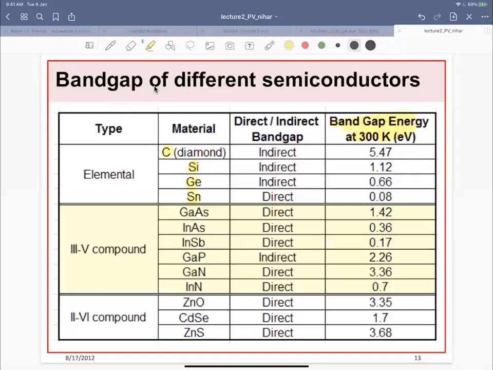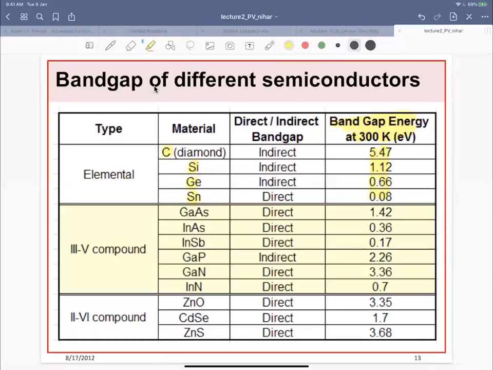So carbon has the lowest atomic number, silicon has a higher atomic number than carbon, then germanium, then tin. But when you look at the band gap, carbon has a very high band gap, 5.47 in the crystalline form. Silicon has 1.12, germanium has 0.616, and tin has the lowest band gap. So you see the atomic number also has an influence on the band gap.